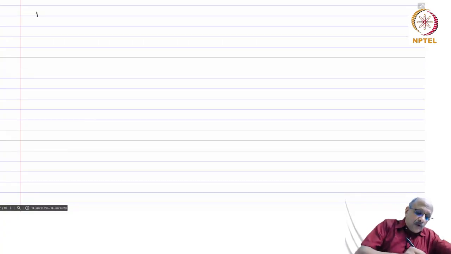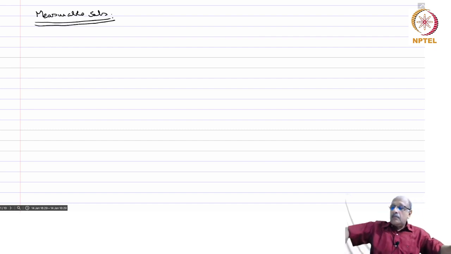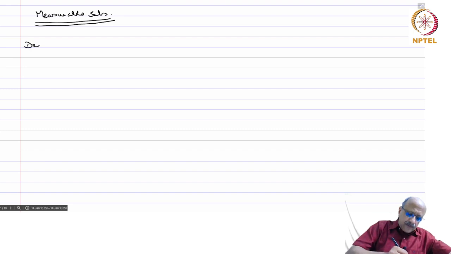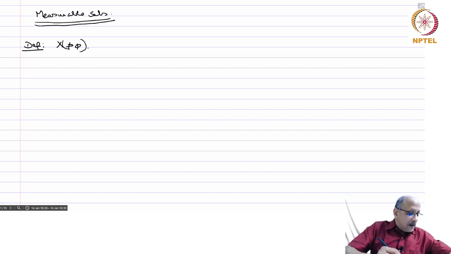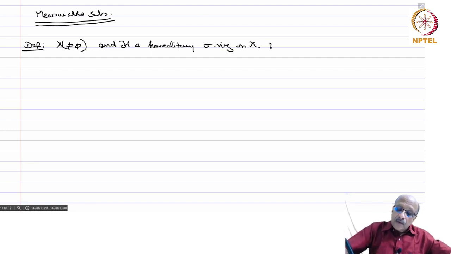We will now talk about measurable sets. Okay, so definition. Let X be a non-empty set and H a hereditary sigma ring on X, mu star an outer measure on H.